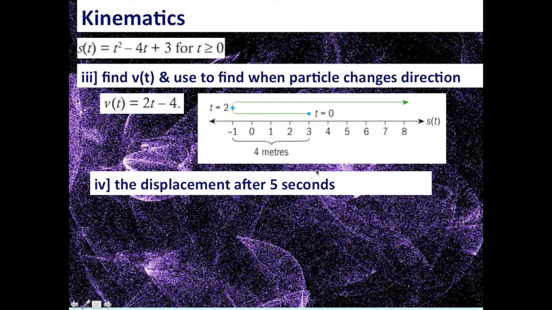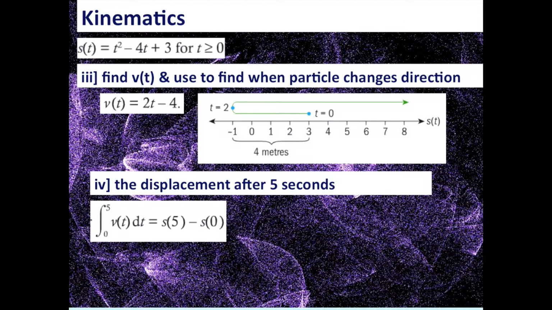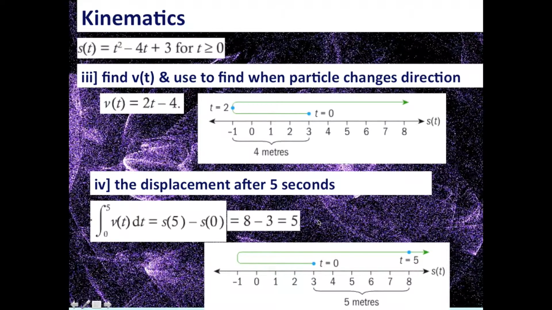The displacement after 5 seconds then. Here we can use what we looked at the start of the video, where we just find the integral of the velocity function between 0 and 5, and on our calculator, or working it out by hand, we can find the answer is 5. So after 5 seconds, it is 5 units to the right of where it started, because displacement is the change in position. If it started at t equals 0, 3 units to the right of the origin, 5 seconds later it's 5 units further to the right, which is going to be up here at 8 units to the right of the origin.